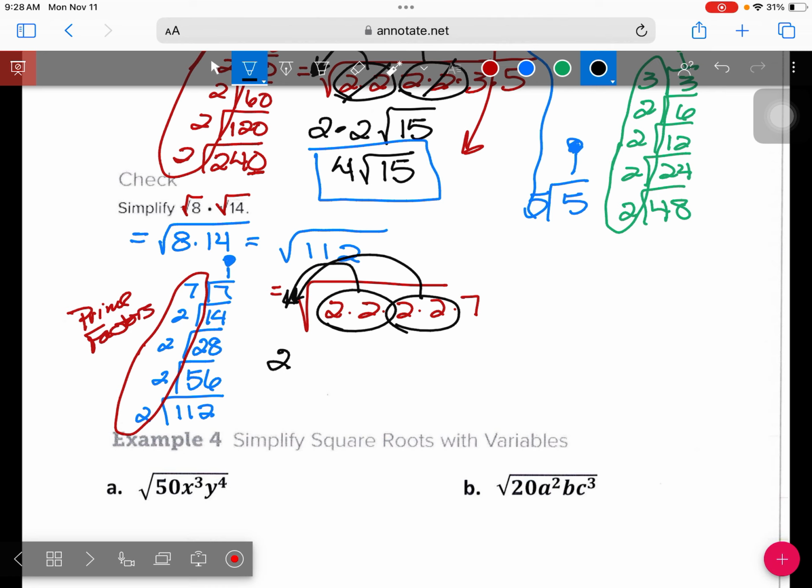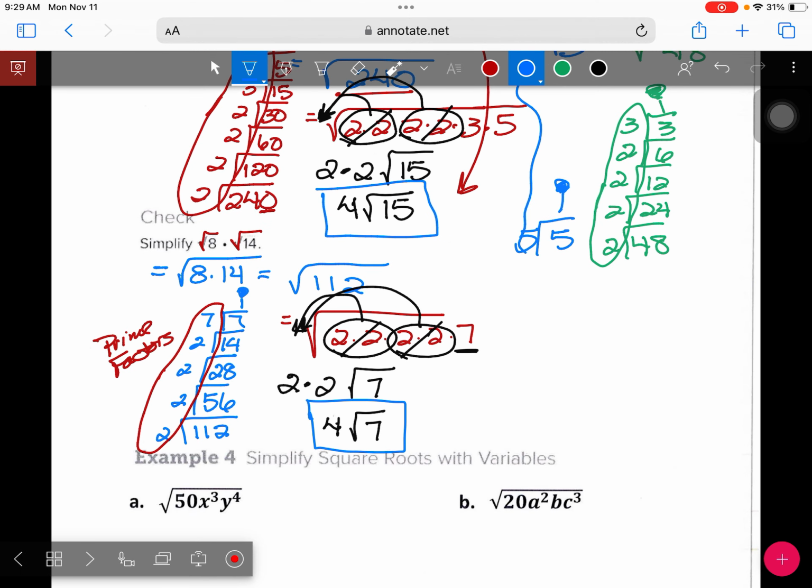Only one of your 2 same factors gets pulled out, okay? So that's 2 times 2. And I have a 7 left over with no other partner. So my simplifying is 4 times the square root of 7. Those of you that did the big cake, did you get 4 square root of 7? Nice. Good. Okay. You also could have done the smaller cakes.